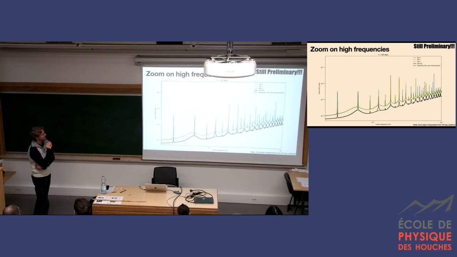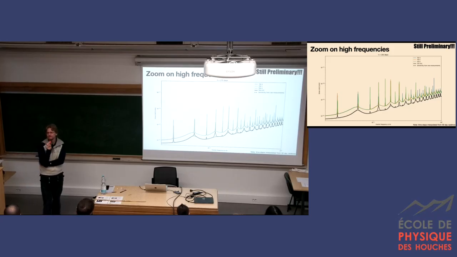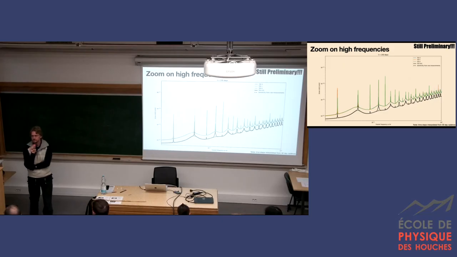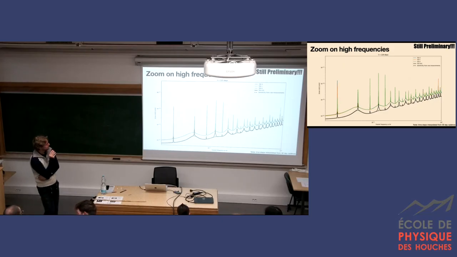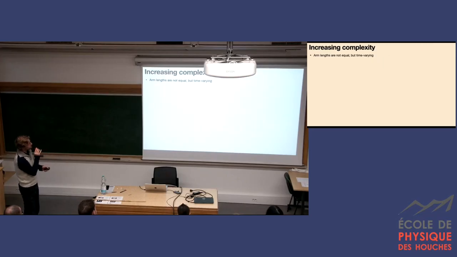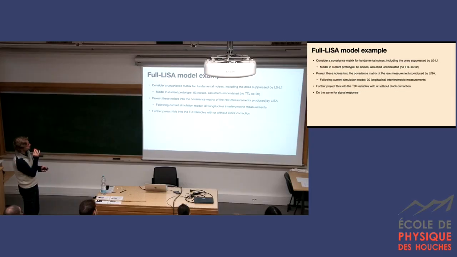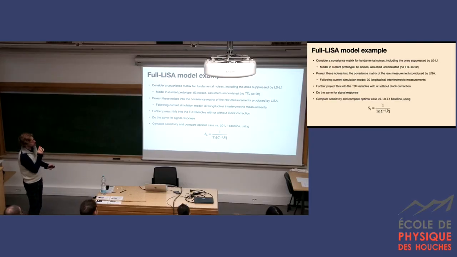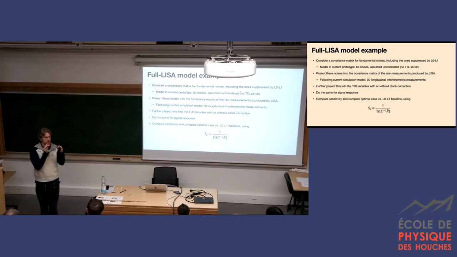Could you explain again the lower curve, the sensitivity from raw measurements? Yes, to compute this, I have to go back to the slide. I evaluate exactly the same expression. It's just that this covariance matrix is not the covariance matrix of 3 TDI channels, but a covariance matrix of 30 measurements, including laser noise and clock noise and all the secondary noises and spacecraft jitter.